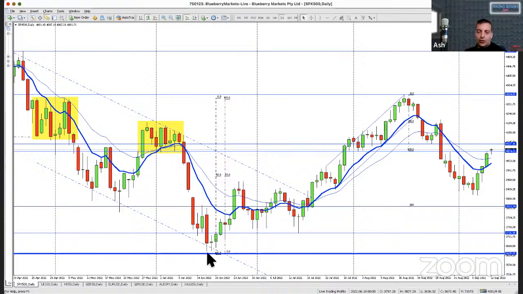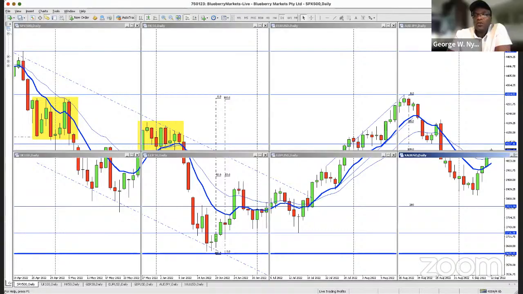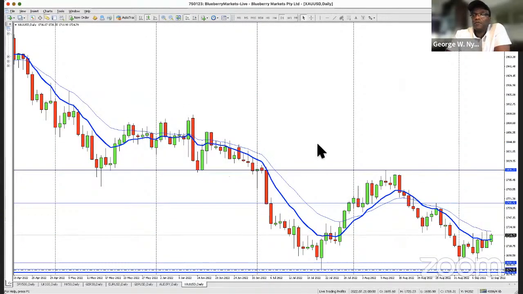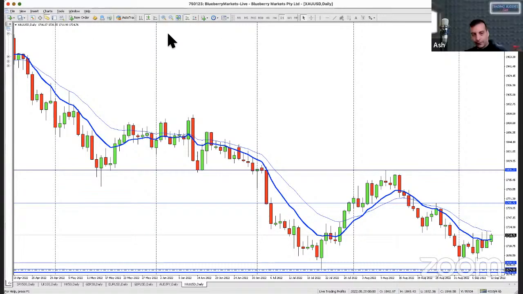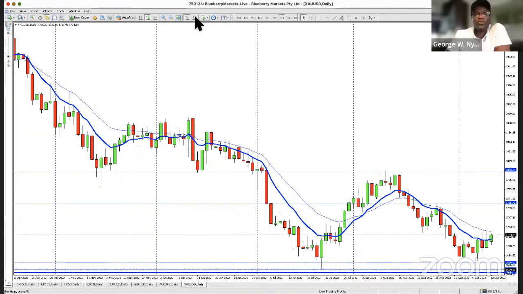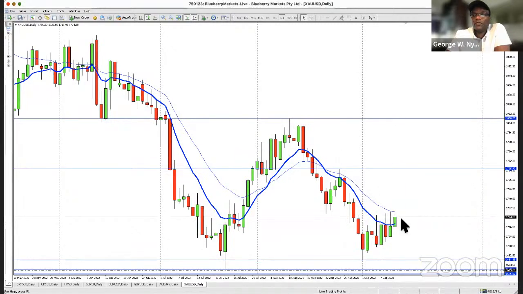Any thoughts on gold, George? Let's have a look at gold. Yeah. So we're still in a trading range, right where we are. Now, gold is also interesting. If you just look at the tails on top.